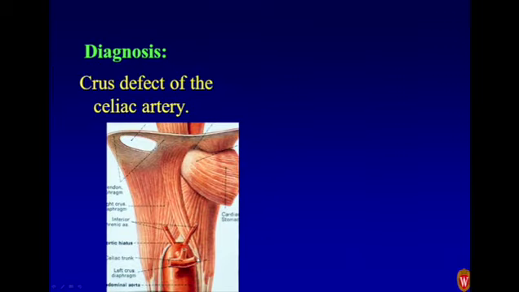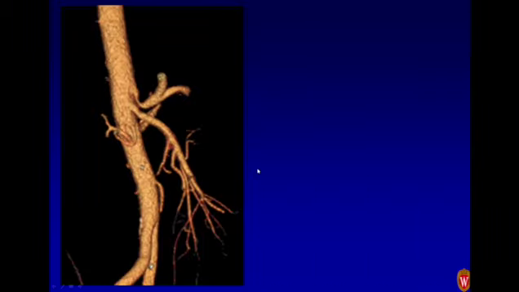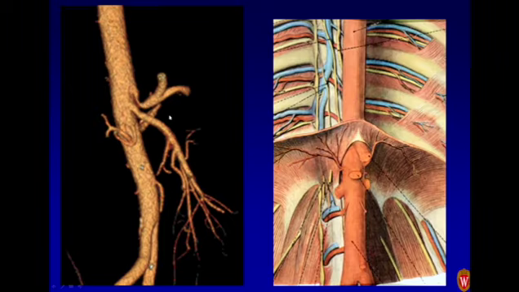What's going on here? This young woman had an arcuate ligament syndrome, where the diaphragm was coming across the celiac artery and pinching it and causing decreased perfusion to the liver, making it relatively ischemic and causing the pain. Here it is on the CT angio. You can see this defect. There's the celiac artery right here, and you can see how it's compressed at that point. So compression on the celiac artery, arcuate ligament syndrome, that's her diagnosis.